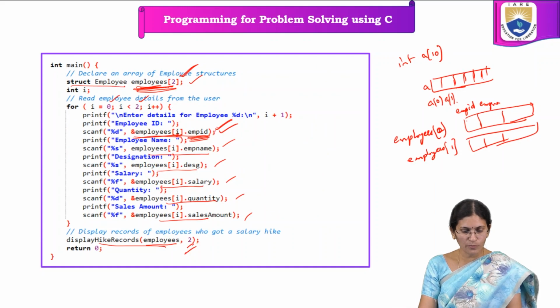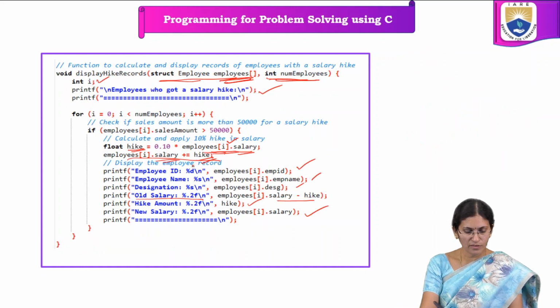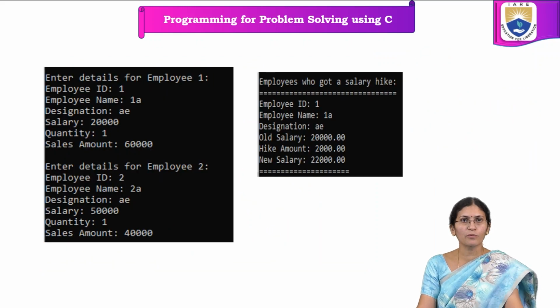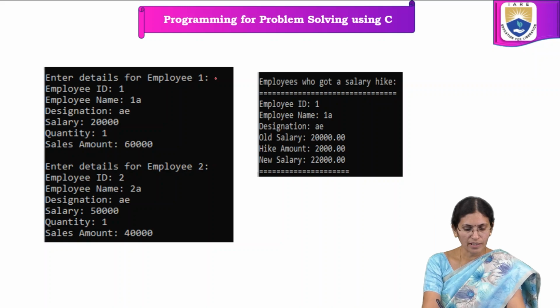All these statements are written inside a user defined function. If we execute this program and enter 2 employee details, employee 1 and employee 2, this is the information which the user has entered.